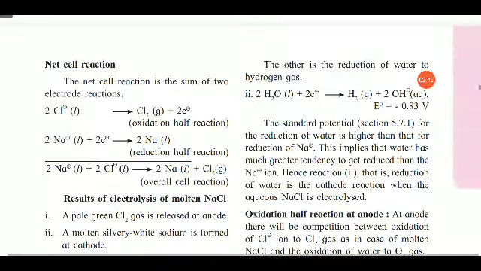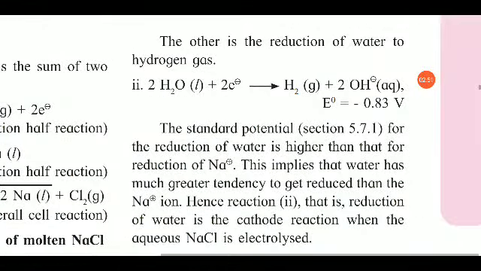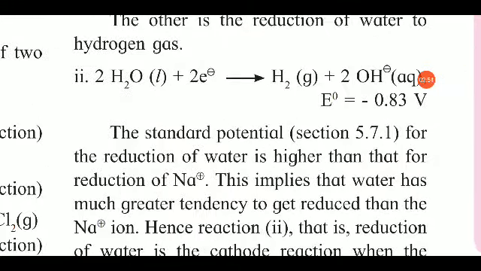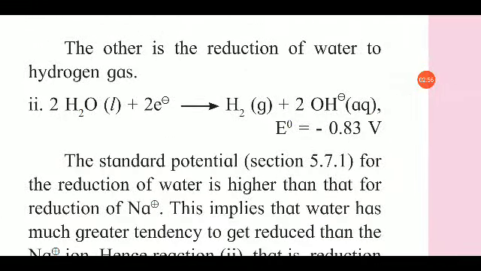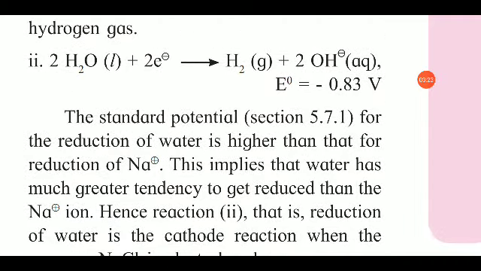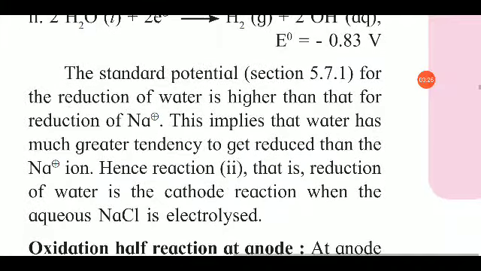Now students, the other is the reduction of water to hydrogen gas, which is very important in the electrolysis of aqueous NaCl. It is 2H2O, on getting 2 electrons, gives H2 gas plus 2OH minus ions in aqueous condition. For this reaction, the EMF required is minus 0.83 volt, and the standard potential for the reduction of water is higher than that of the reduction of Na plus.